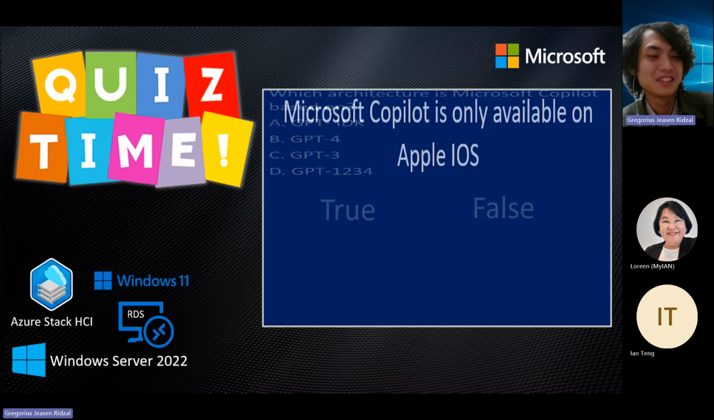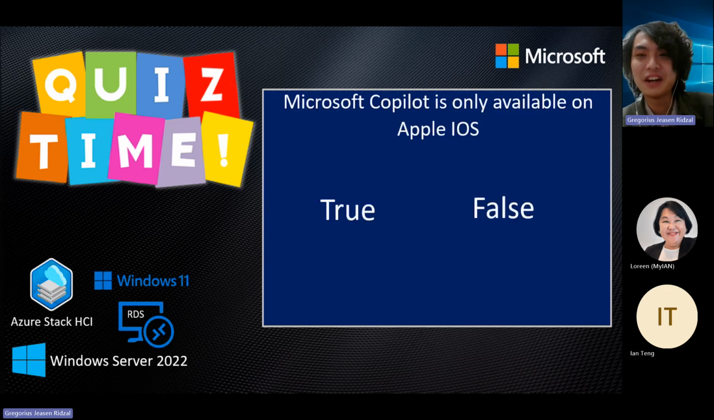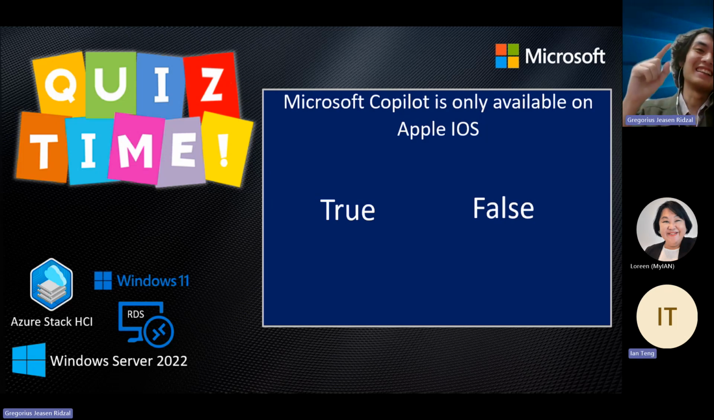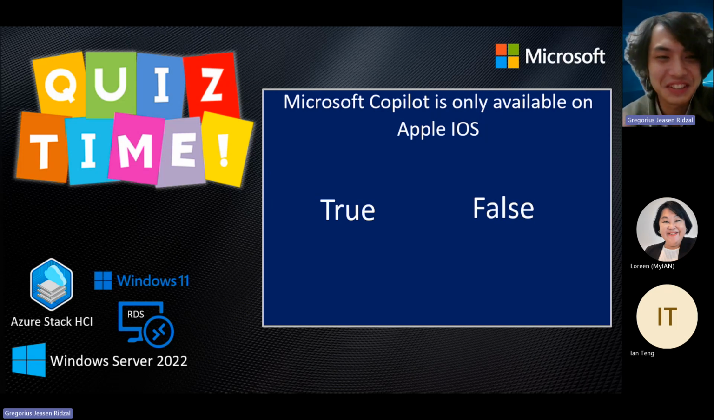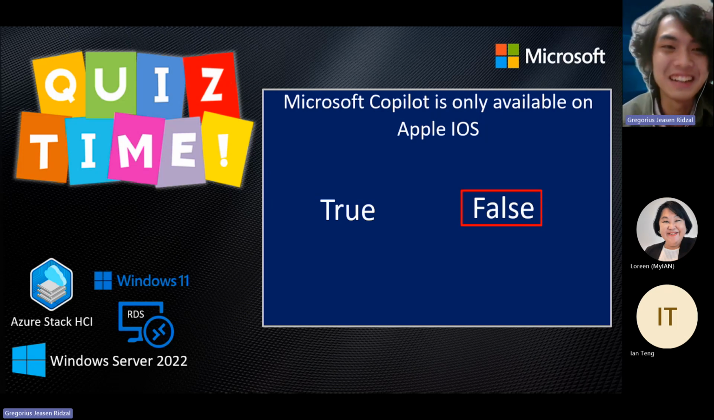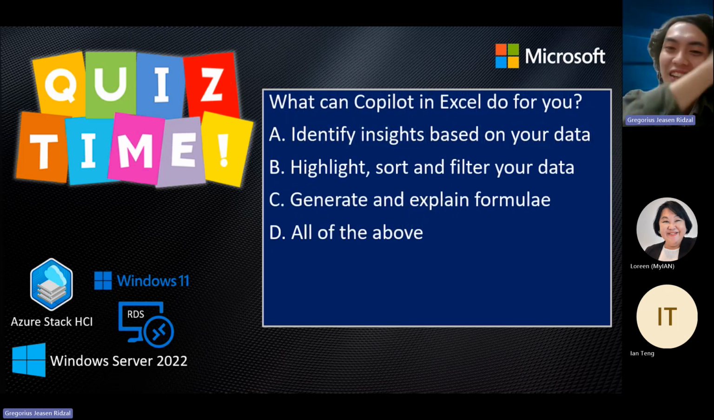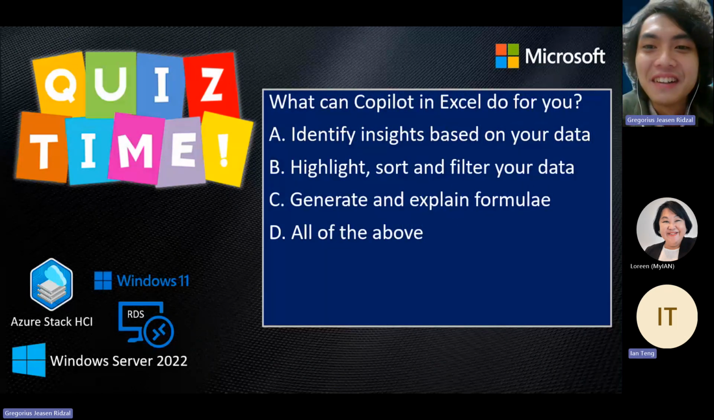Okay. So Microsoft Copilot is only available on Apple iOS. Ian, have you used the Apple iOS version of Copilot? Well, I don't actually own an Apple product. I actually have a Samsung, and the Copilot does run on the Samsung. So this is false. It runs on Android OS too. So good to know. Okay, Ian, ask me this one. What can Copilot in Excel do?